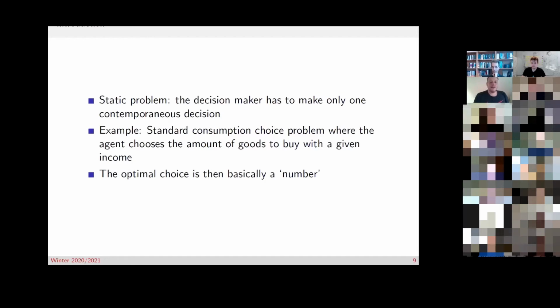Okay, so the idea, for example, as you might know from the beginning of your bachelor studies, think about the standard consumption choice problem, where you are asked, okay, I give you $50 and you choose the optimal, I don't know, pizza and beer bundle. And there your task was to determine how much beer to buy and how much pizza to buy, and to determine from which parameters this choice depends. Okay, and this is basically the static problem, right?